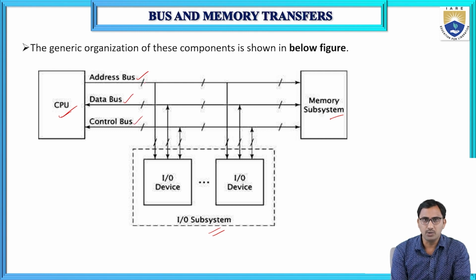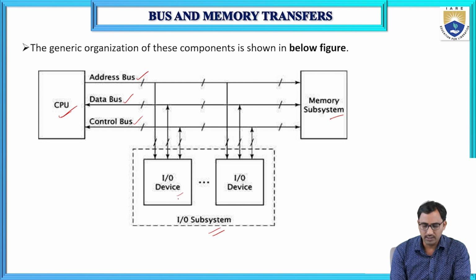The address bus is unidirectional, that is from CPU to the memory. The data bus is bidirectional, because we need to transfer the information from the CPU to the memory subsystem and from the memory subsystem to the CPU. Similarly, we can also transfer the data from and to the IO device. That's why the data bus is bidirectional. The control bus is also a bidirectional bus, so the control signals can be transferred from the CPU to the memory or from memory to the CPU.